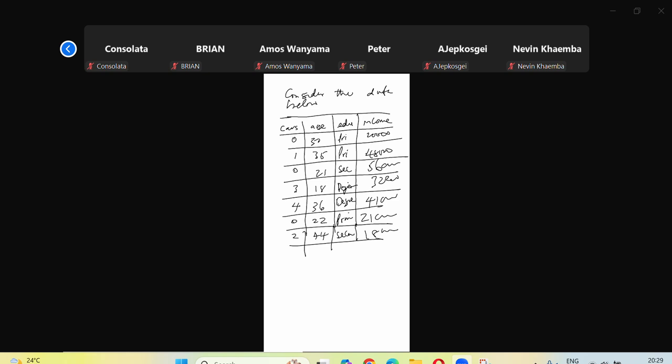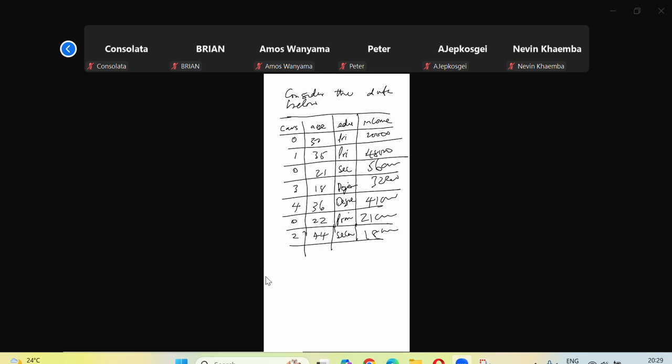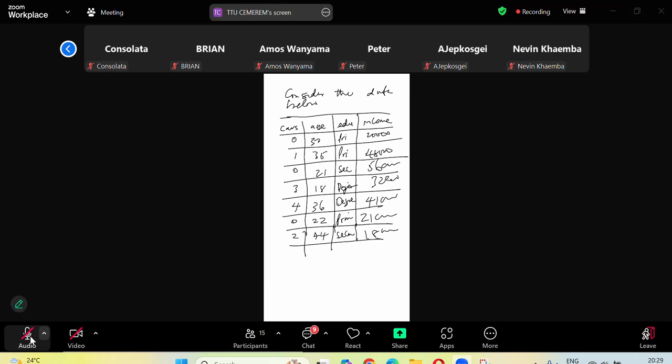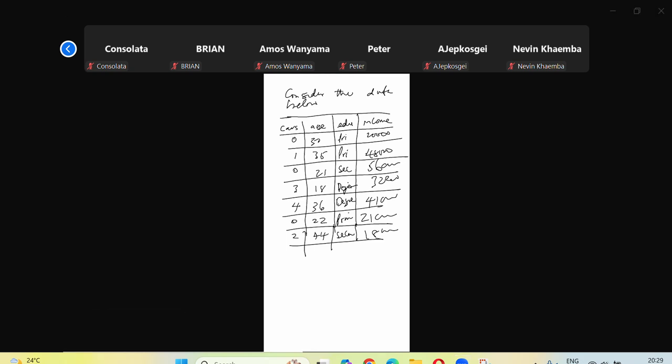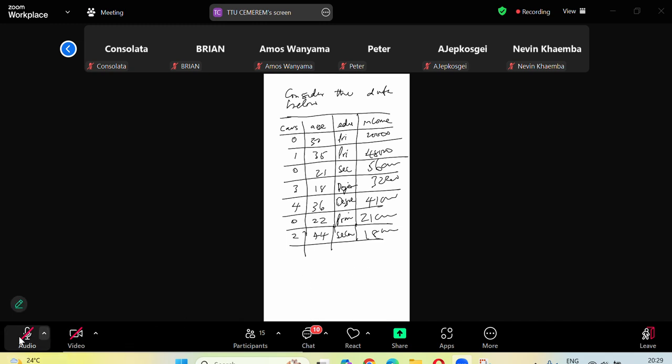Yes. You want to check whether income, education level, and age influence the number of cars that somebody owns. Which regression model can we apply? Poisson. Why not multiple linear regression? Because we have many independent variables. Why not multiple linear regression model?